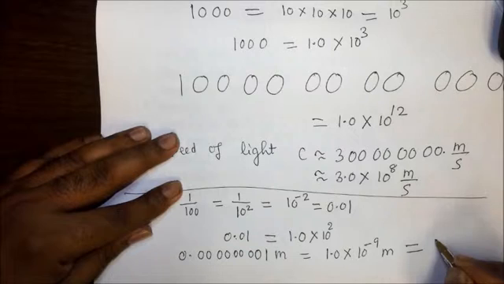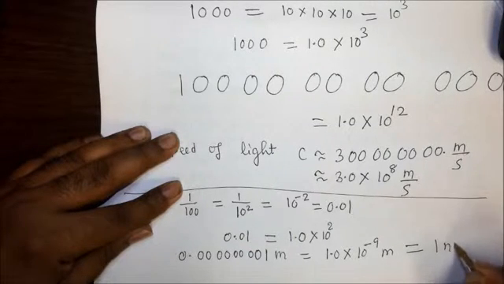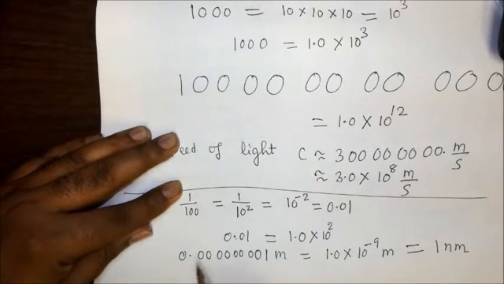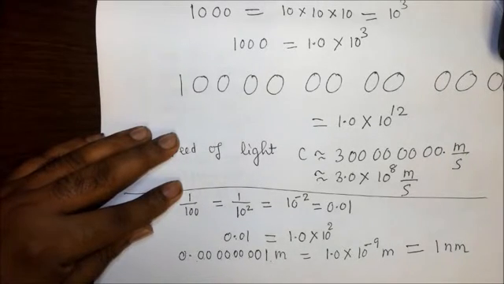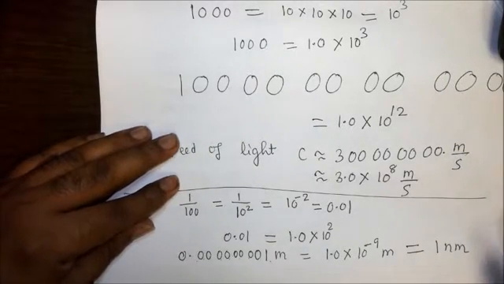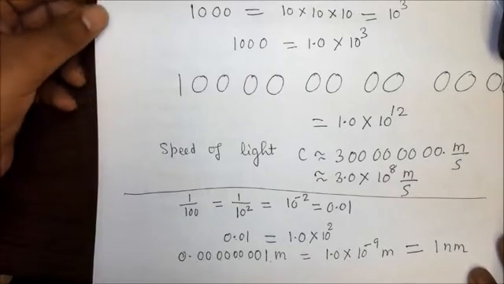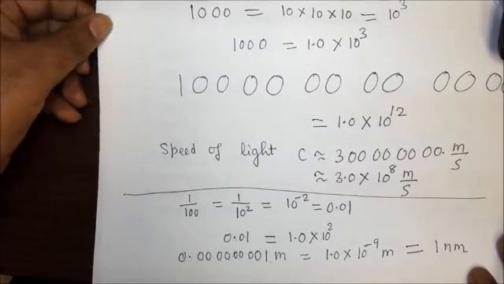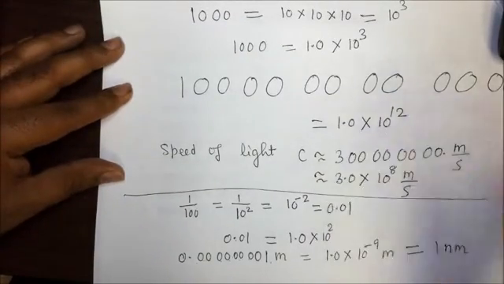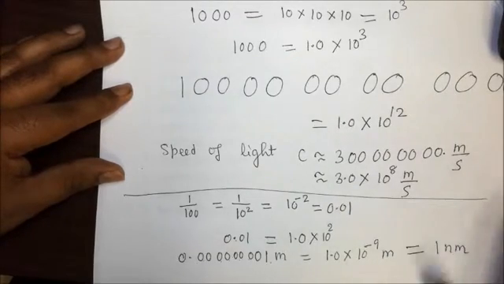1 nanometer. Okay, so 1 2 3 4 5 6 7 8 9. So these kind of things you need to practice, how to write numbers in this way, in a scientific way.